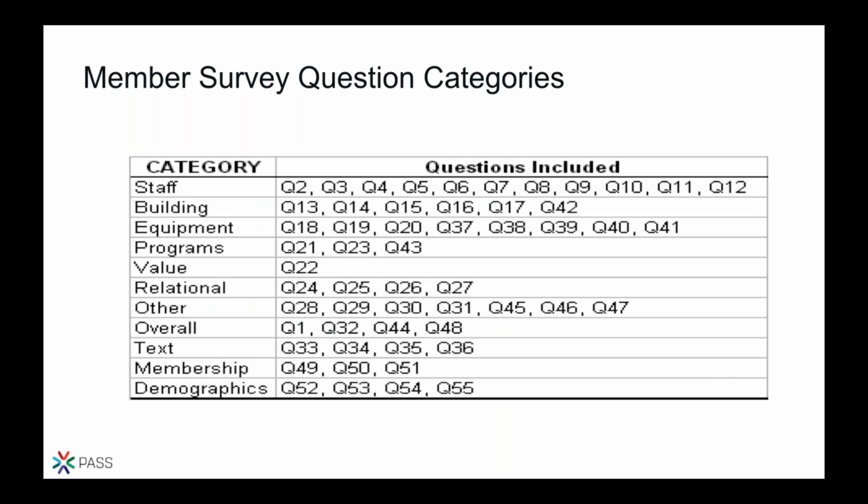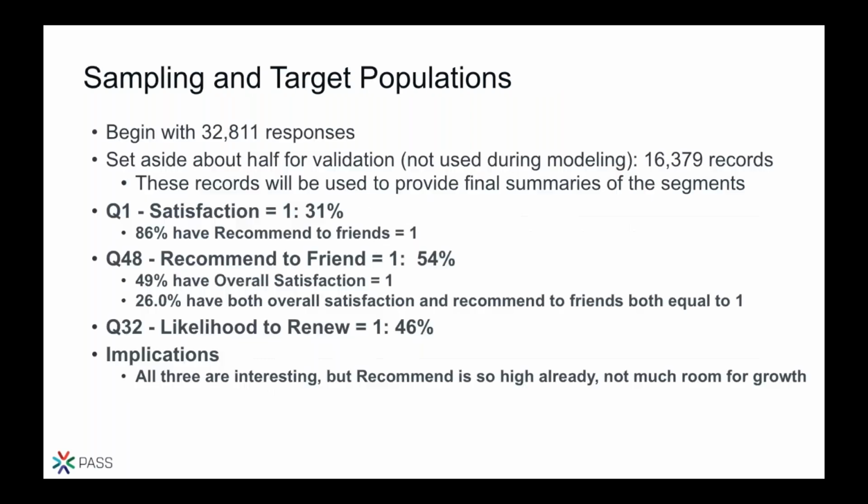And so this is the layout of the kinds of questions we had. There are staff-related questions, building-related questions, equipment, programs. The value for the dollar was question 22. Your relationships with other members were in a few questions. And this is just how the survey was chopped up, the way it was laid out with the text of the questions. So here are all the questions we had.